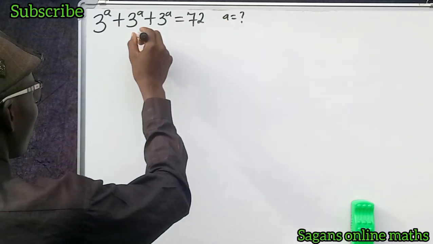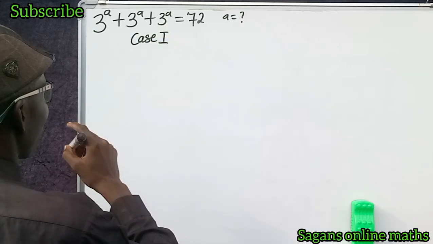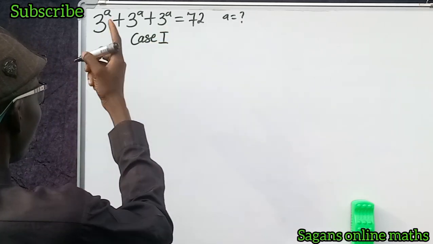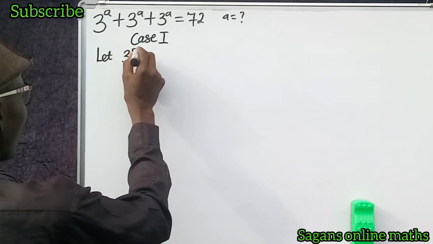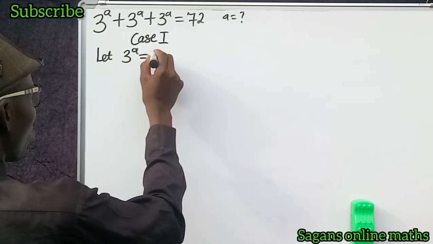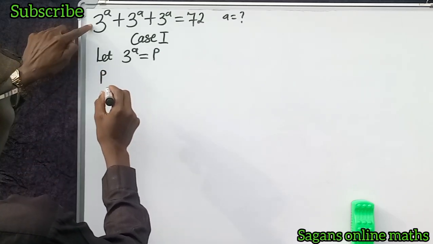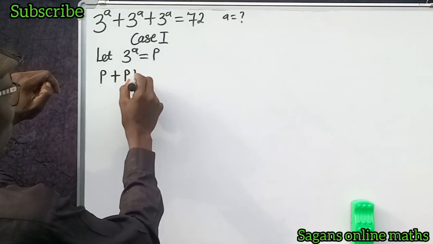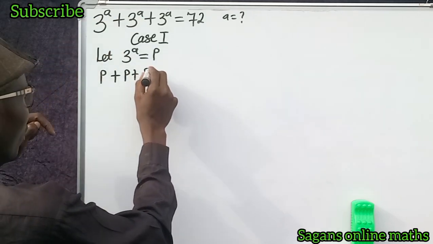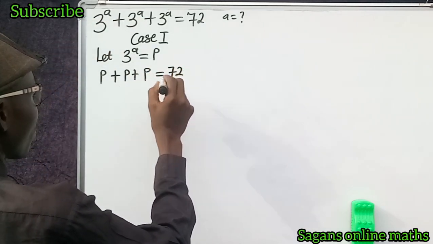Case 1. Since 3 to the power of a is common, we can let 3 to the power of a equal to a variable, p. So this is p in place of 3 to the power of a, plus p in place of 3 to the power of a, plus p in place of 3 to the power of a, equals 72.